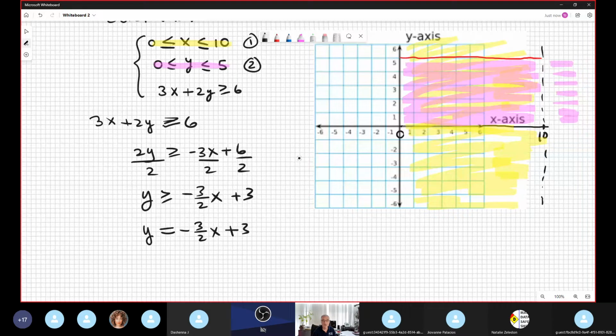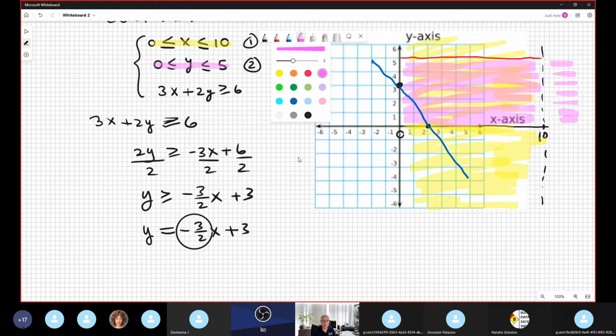It's obvious that the y-intercept is 3. The y-intercept is here. And it's obvious that the slope is negative 3 halves. It's 3 down and 2 to the right. We get the point. Therefore, this line, by the way, is a solid line. Let me use blue color. Okay, and you shade the part above the line. Above? Yes, it's above because it's greater than.